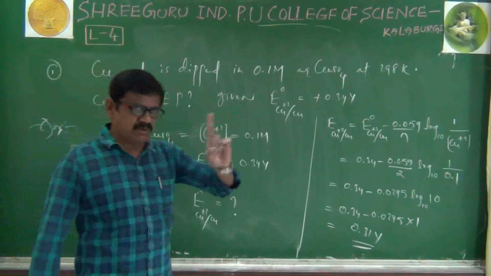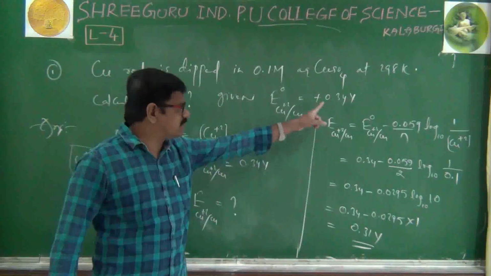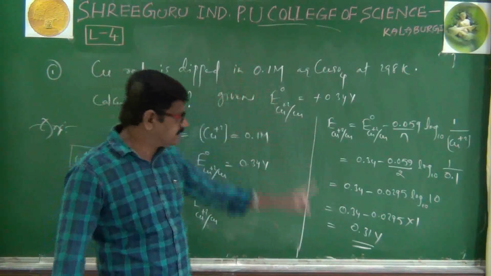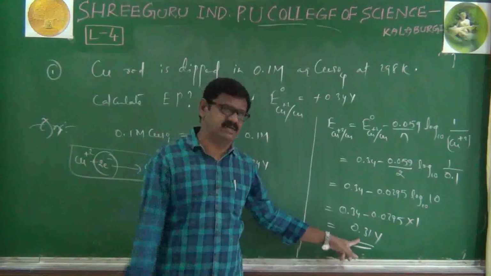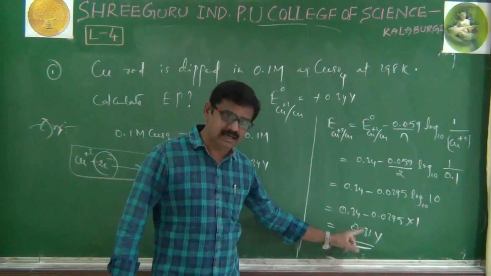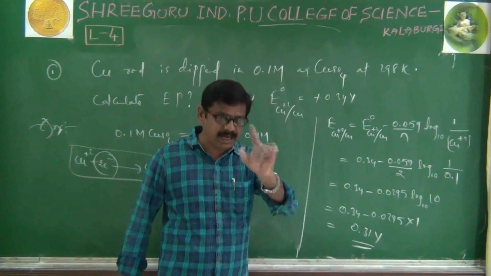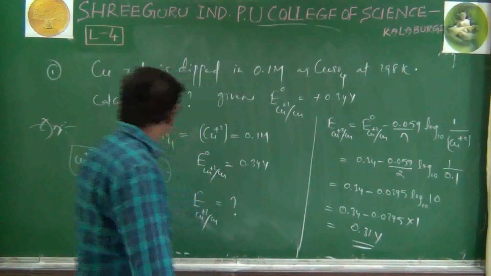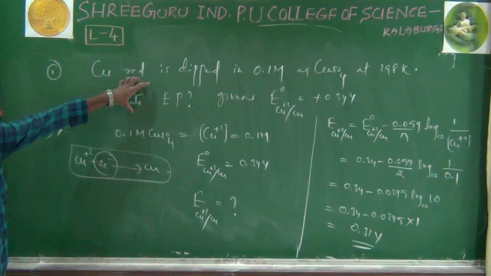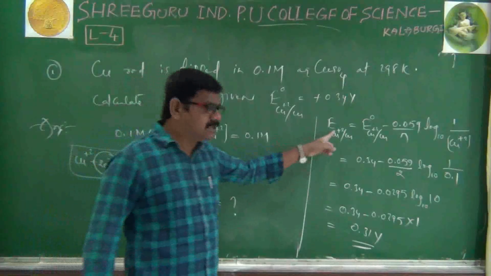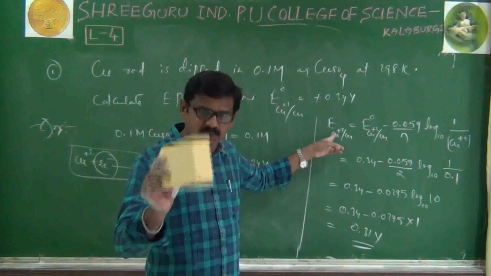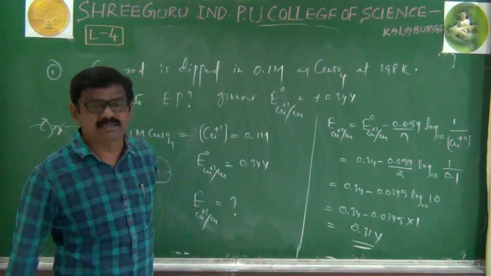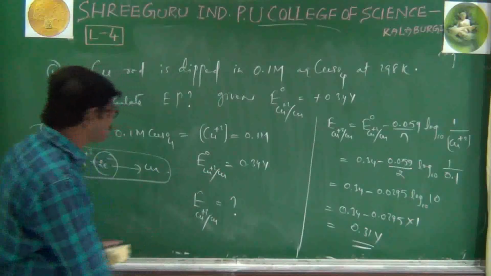See here, if a 1 molar concentration is maintained, 0.34 is your answer. If a 0.1 molar concentration is maintained, 0.31 is our answer. This is the electrode potential when 0.1 molar concentration of copper sulfate is used. Based on the given data, we have calculated the single electrode potential of copper when 0.1 molar concentration is used.